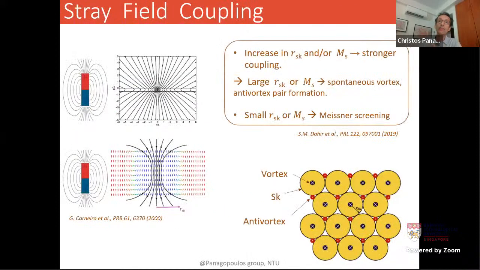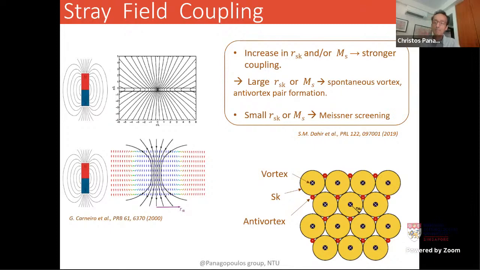There is also stray field coupling that we need to consider. Here, the interaction is determined by the vorticity relative to the skyrmion core polarity. Therefore, an increase in the skyrmion radius would favor stronger coupling and therefore skyrmion-vortex formation. The stray field coupling, however, would always be present. Furthermore, the Rashba-Edelstein coupling can be switched off by inserting a non-magnetic spacer between the superconductor and the chiral magnet.